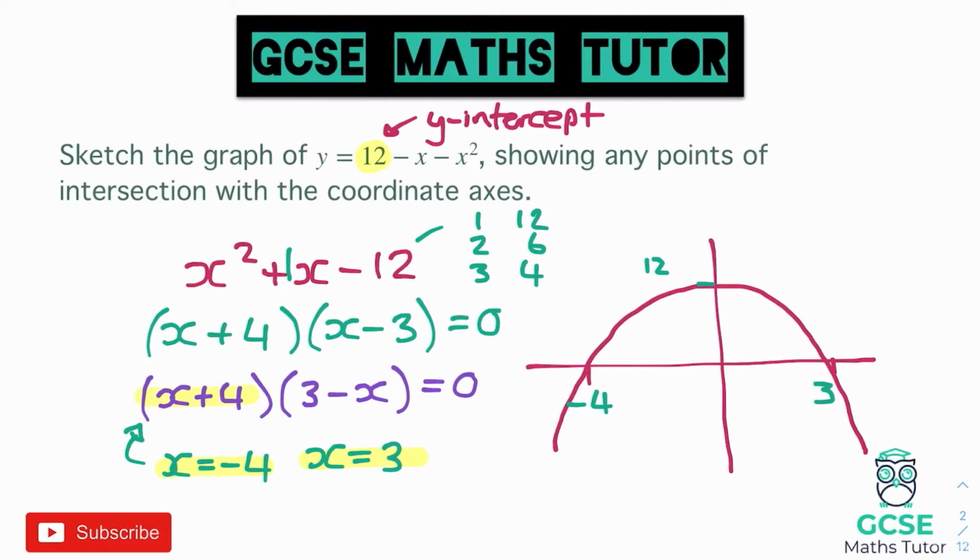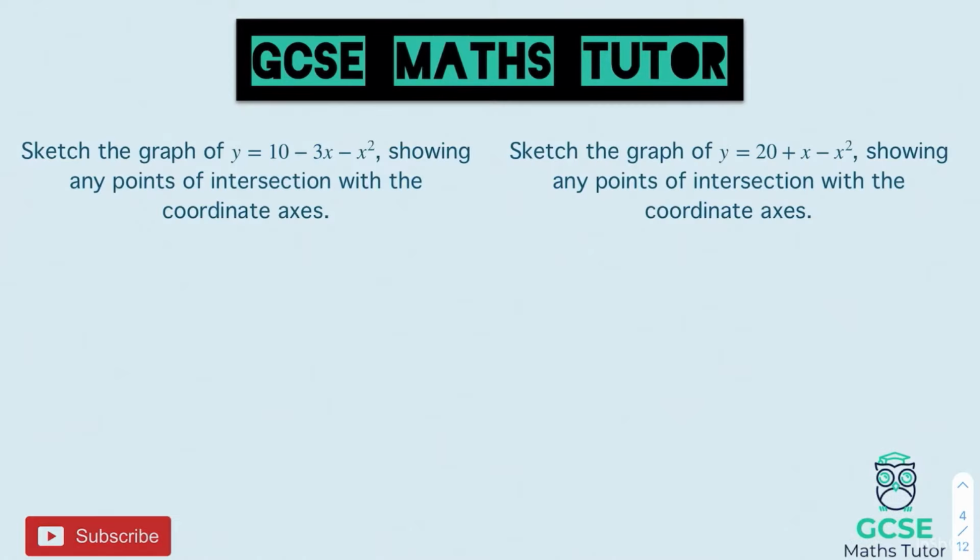So there we go, that's how you factorise and solve and sketch a negative quadratic, and here's a couple of questions for you to have a go at. Okay, so two questions for you to have a go at. Both are asking you to do the sketch, so you need to get the y-intercept and the two solutions for both. So pause the video there, have a go, and we'll go over the answer in a sec.